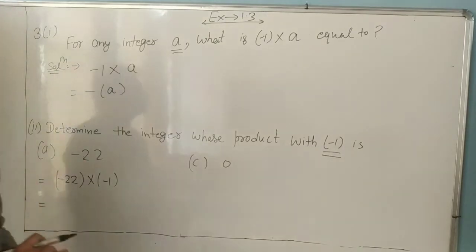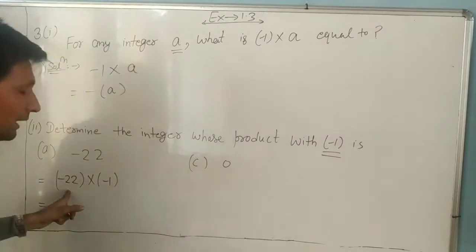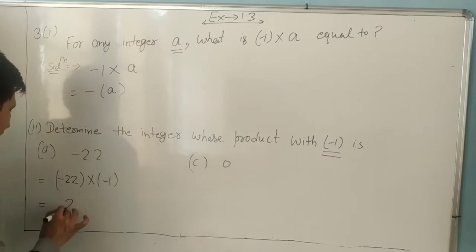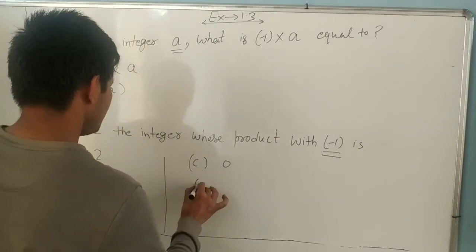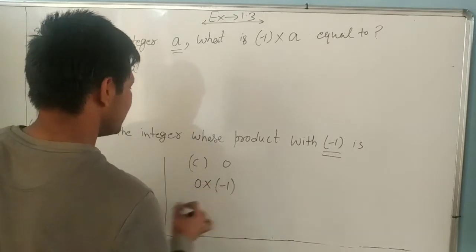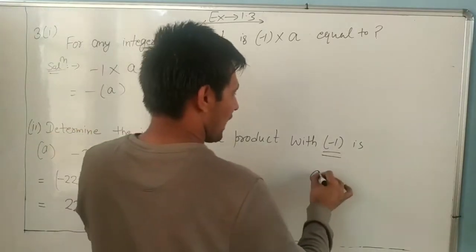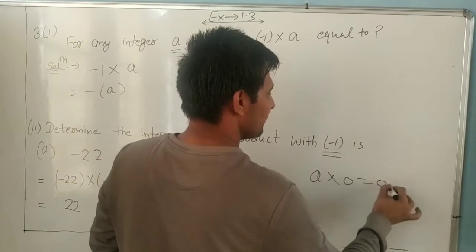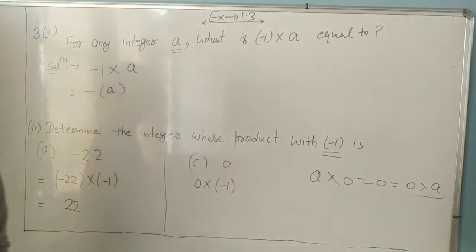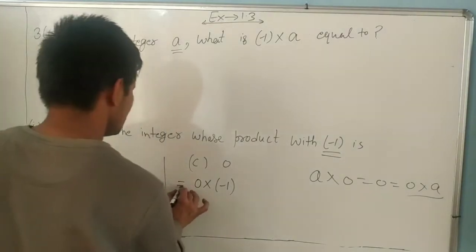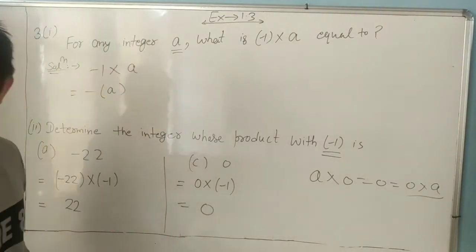Negative into negative in multiplication is always positive. 22 into 1 is 22, it is your answer. Next is 0 multiplied by minus 1. Do you remember? Any number into 0 is always 0, or 0 into any number. If we multiply any number by 0, the answer is 0. It is your answer, 0.